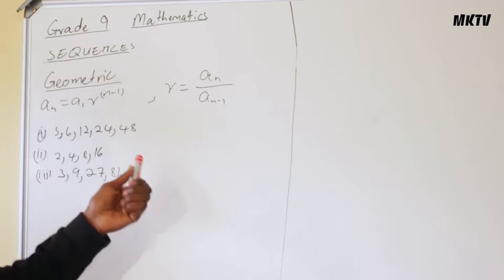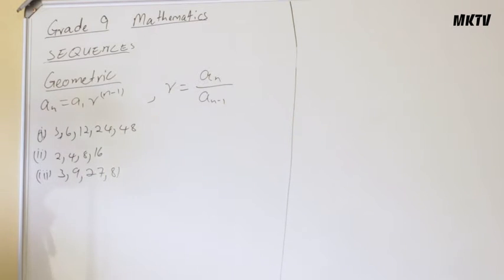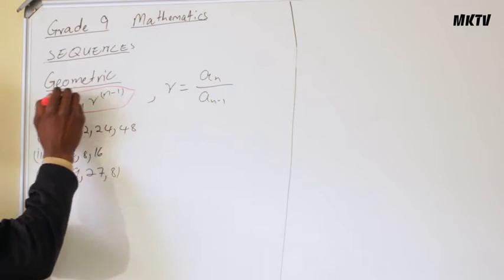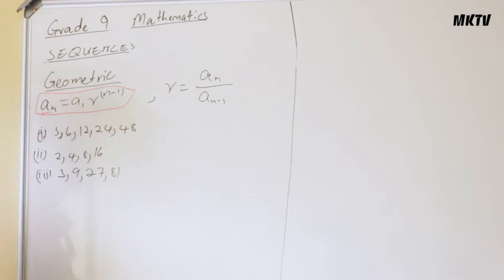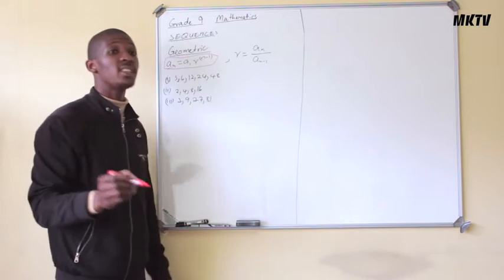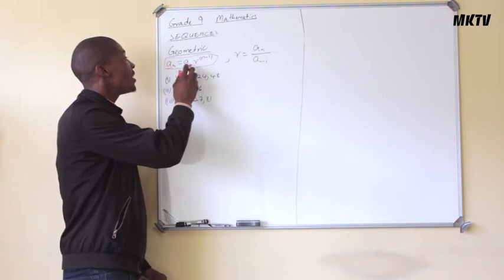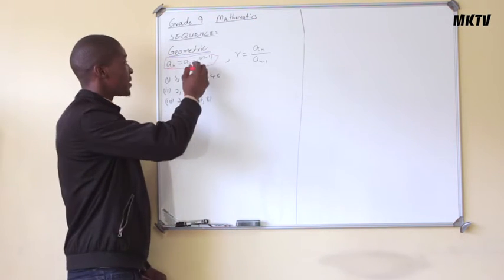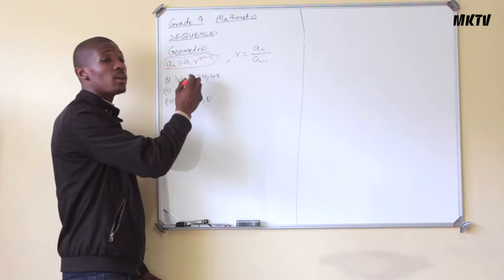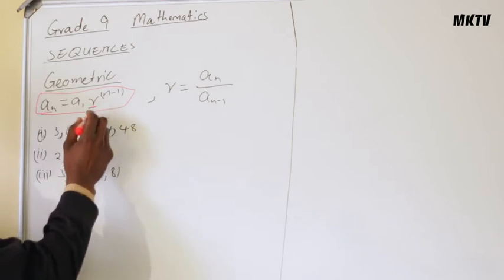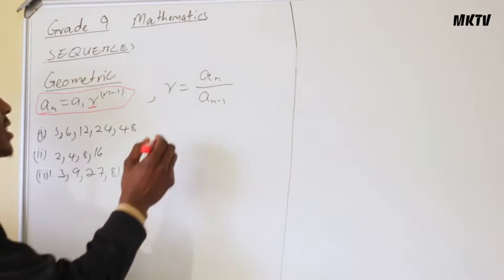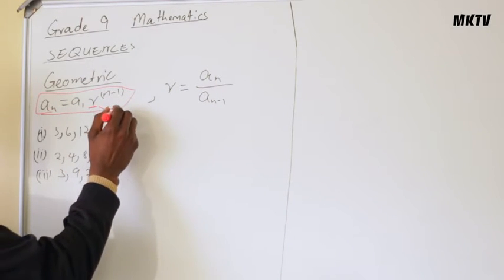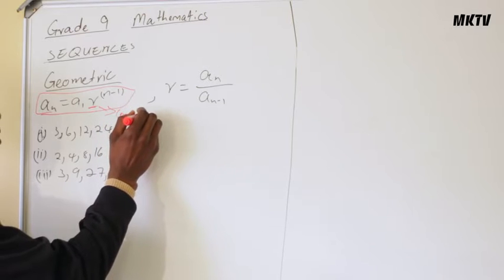So let's quickly go on. Remember again, we said this is the general nth formula for a geometric sequence. In this formula again, we still have an, a1, and we have the n right up there being the index. But this time around, we now have the r. What does the r say to us? It is the common ratio. The r in the sequence is the common ratio.